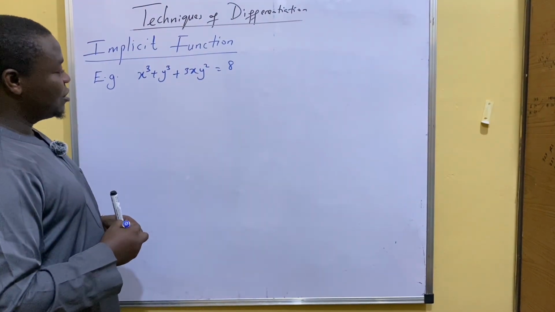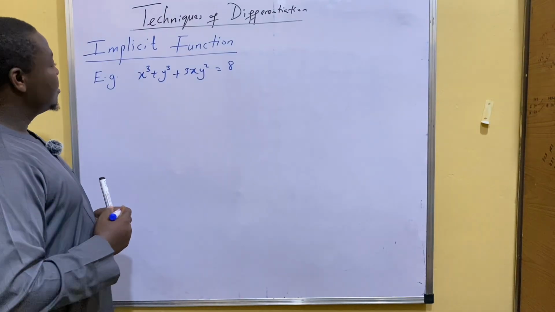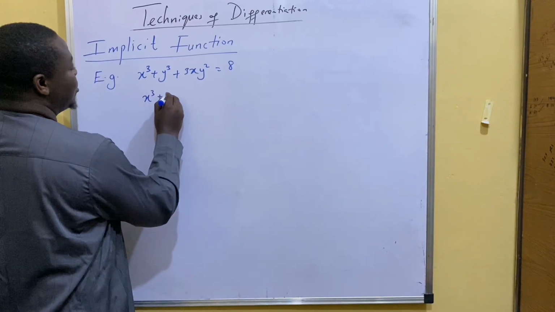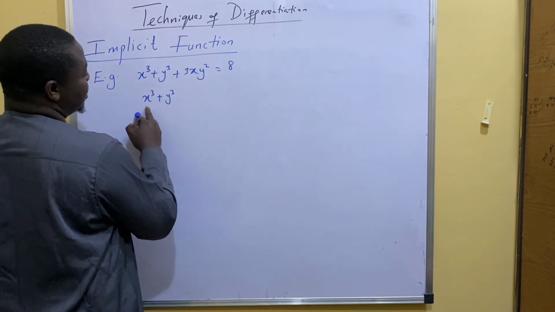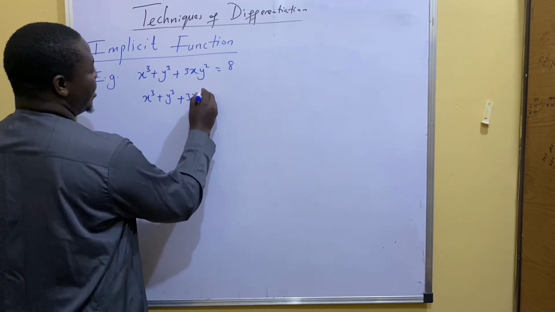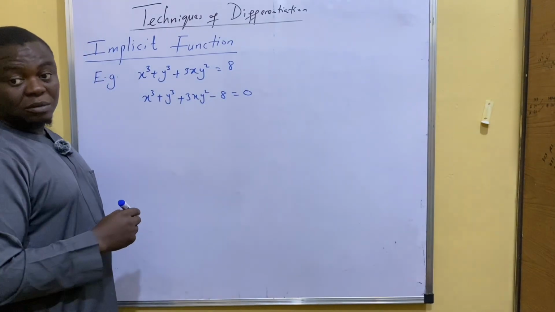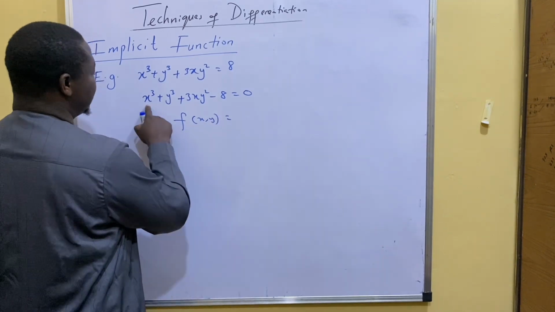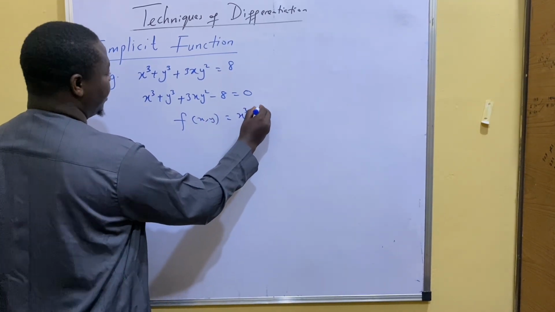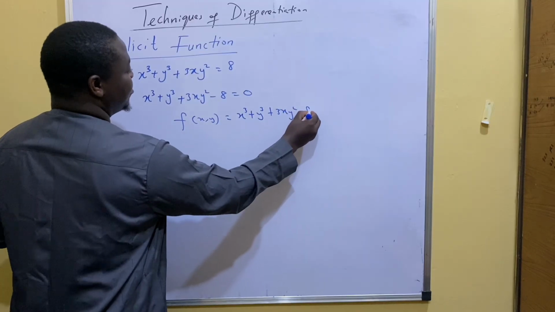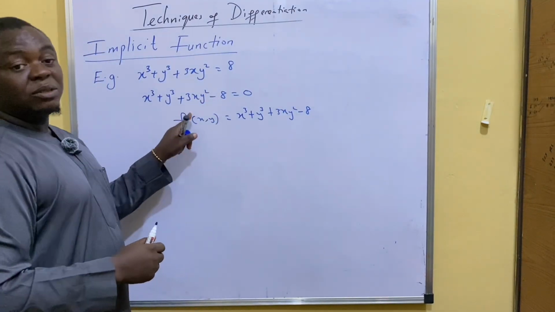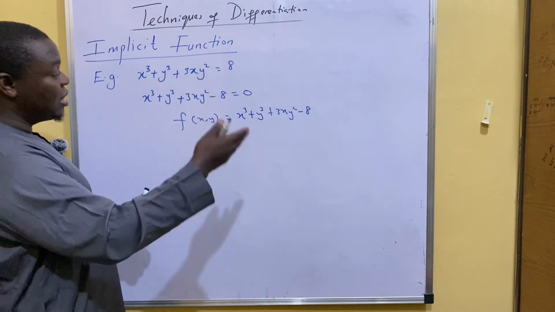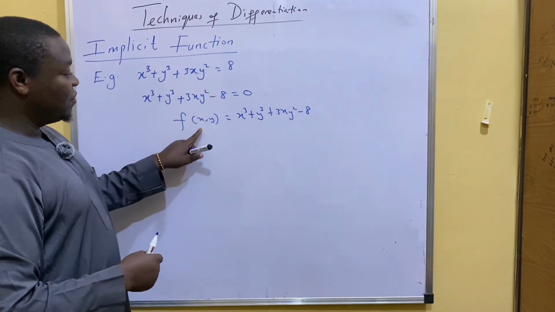Now, let's see a shortcut to finding the derivative of an implicit function. Write the function as x cubed plus y cubed plus 3xy squared minus 8 equals 0. Meaning that we have a function of x and y, which is x cubed plus y cubed plus 3xy squared minus 8. The reason you have to bring this to the other side is that sometimes you may not have a constant term here that goes to 0 after differentiation. So whatever you have there, bring it in. So we now have a function of x and y that looks like this.